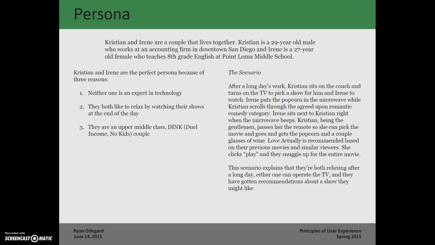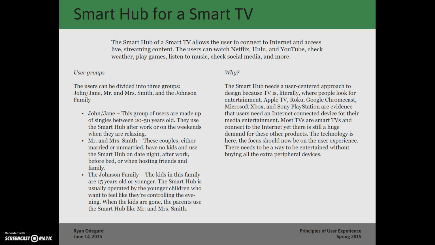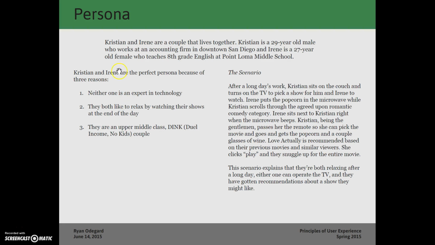So the persona that I chose to go with was a persona that is in the Mr. and Mrs. Smith user group. So Christian and Irene, they're a couple that lives together. Christian's 29, works in an accounting firm downtown San Diego. Irene is a 27-year-old female who teaches 8th grade English at Point Loma Middle School.